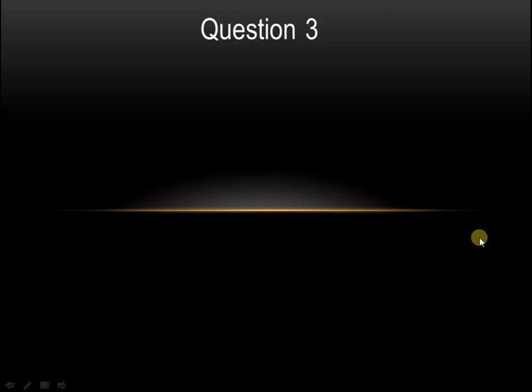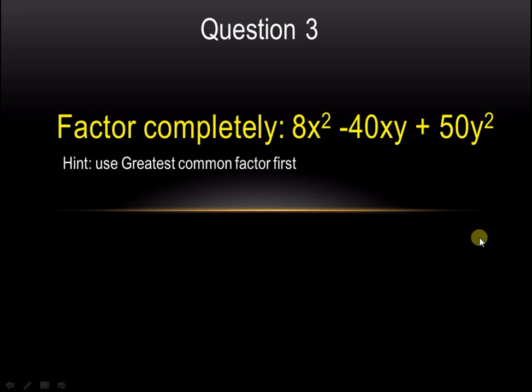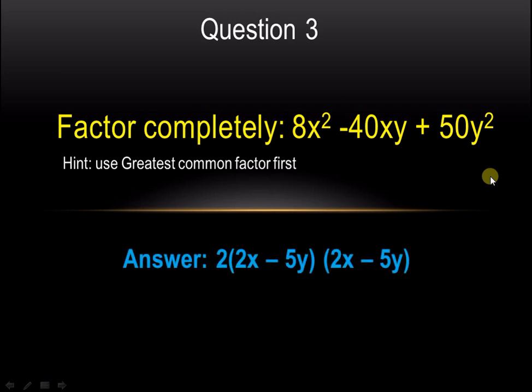Third question. Factor completely 8x squared minus 40xy plus 50y squared. We have a hint here. Use first the greatest common factor. Okay? Because 8 is not a perfect square and 50 is not a perfect square. You may pause the video. And the answer is 2 times the quantity of 2x minus 5y times the quantity of 2x minus 5y.